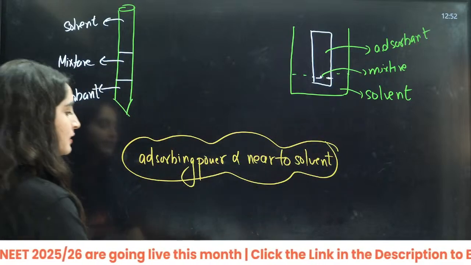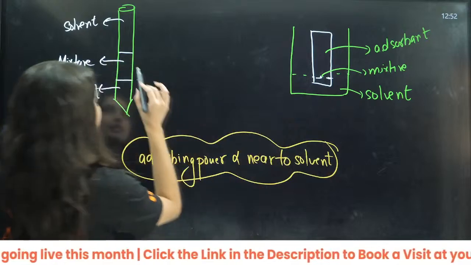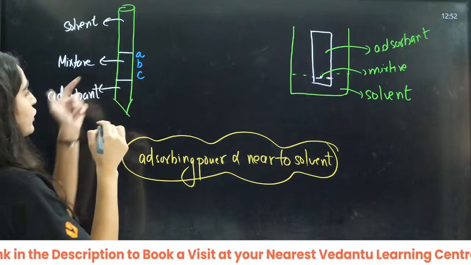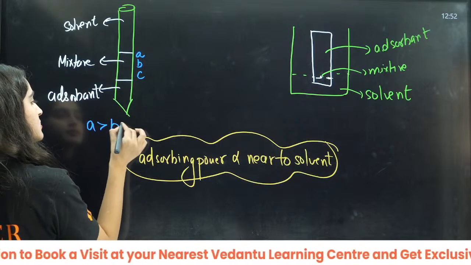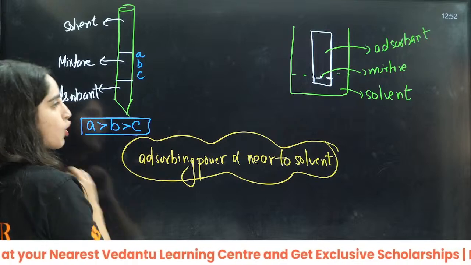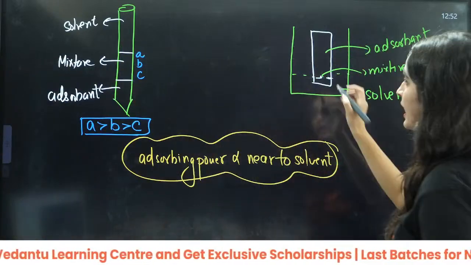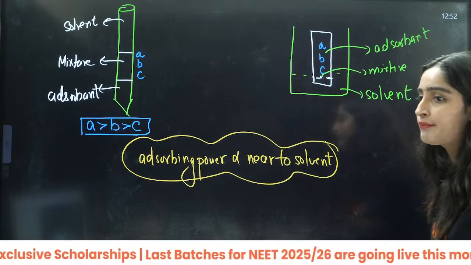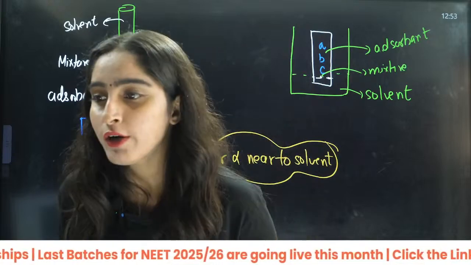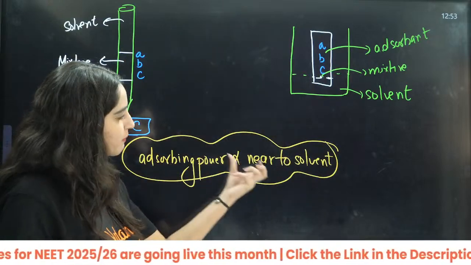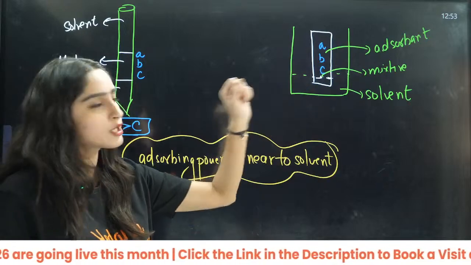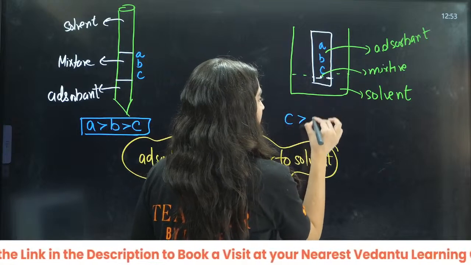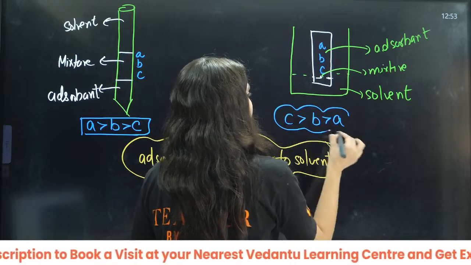We know that in this case, if you have A, B, C, like this is your A, this is your B, this is your C, then A is near to adsorbent, so it will be A is greater than B is greater than C, right? This is your adsorbing power. In this case, if you have A component here, B component here, C component here, now apply this particular thing, that adsorbing power is more near to the solvent. Which is near to the solvent? C is near to the solvent. So that means C will have more adsorbing power than B, then A. Beta, tell me, is that clear to everybody?